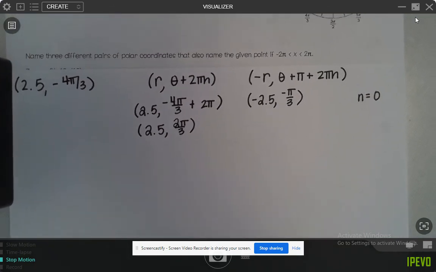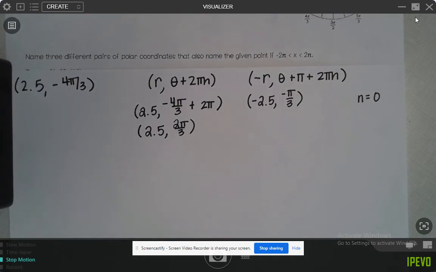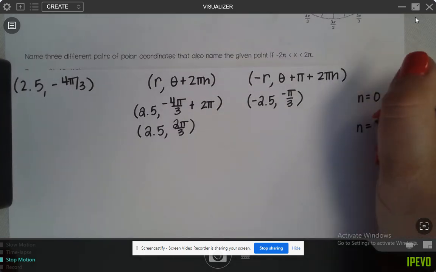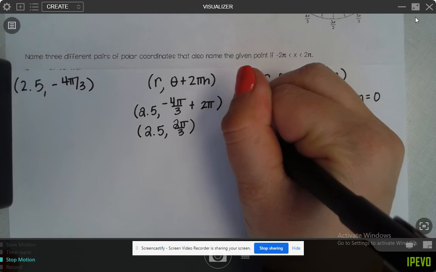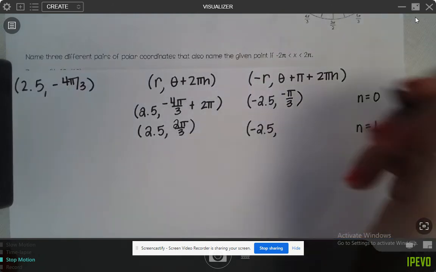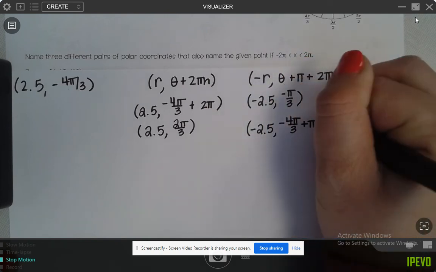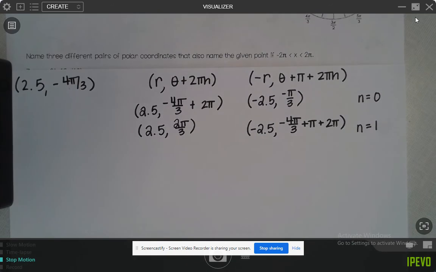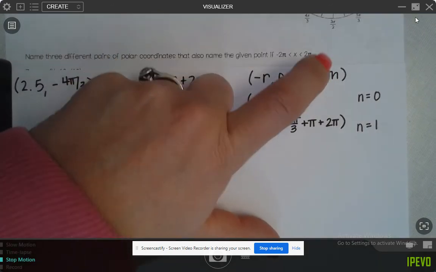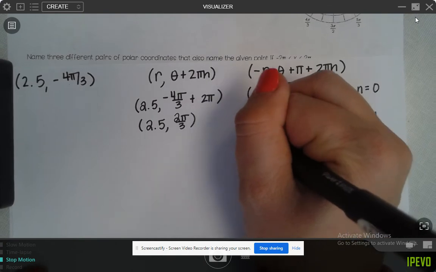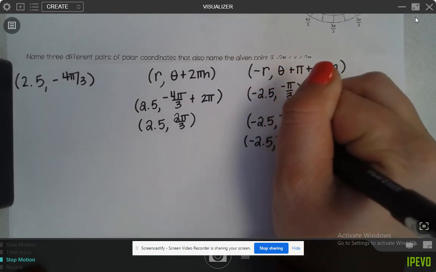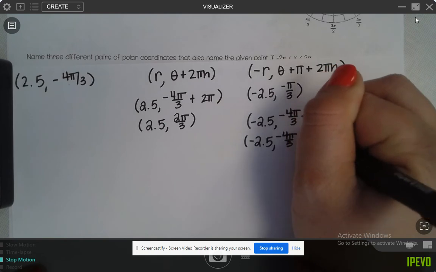That makes sense? Okay. Now, go back to the original angle. Is it positive or negative? Negative. So am I going to make n 1 or negative 1? 1, because you need to get it bigger, right? So n equals 1. If n equals 1, you're going to have negative 2.5, comma, my original angle plus pi, plus 2 pi, because now n is 1. So this is now negative 2.5, comma, negative 4 thirds pi plus 3 pi.